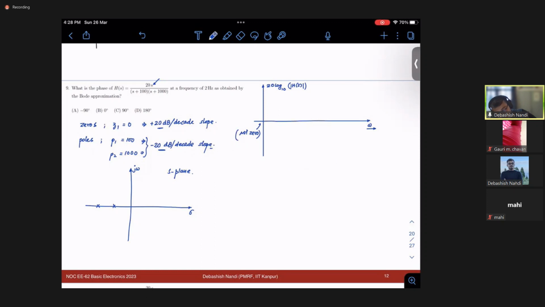So your Bode plot will look something like this under Bode approximation. What does Bode approximation say? That you take the corner point of the pole. Ideally, your Bode plot will look something like this, and these are the asymptotes. Basically, at this pole location, you have a 3 dB difference. This we have already discussed today, right? But under Bode approximation, we will take the blue curve.